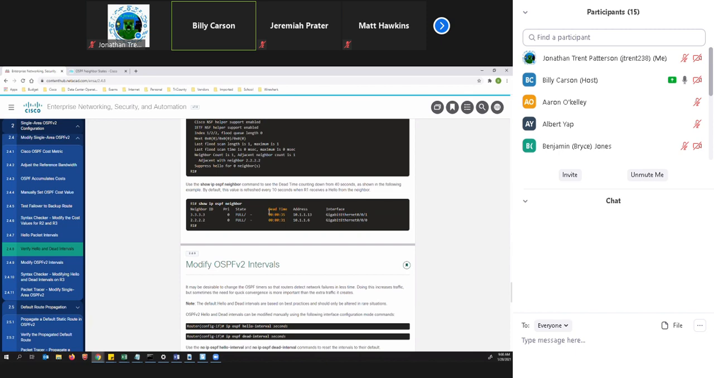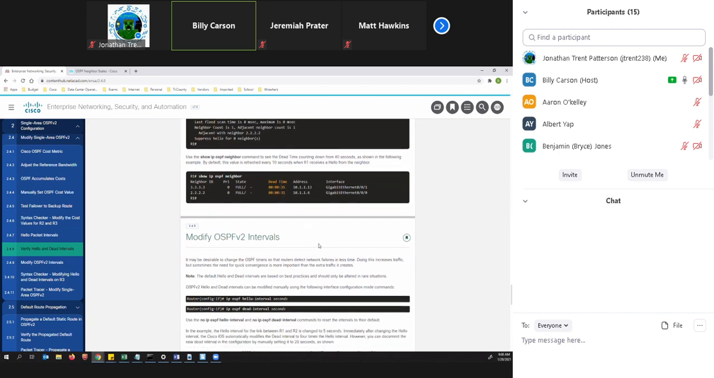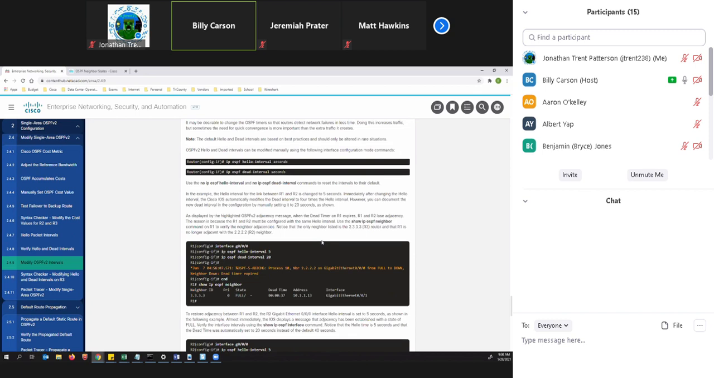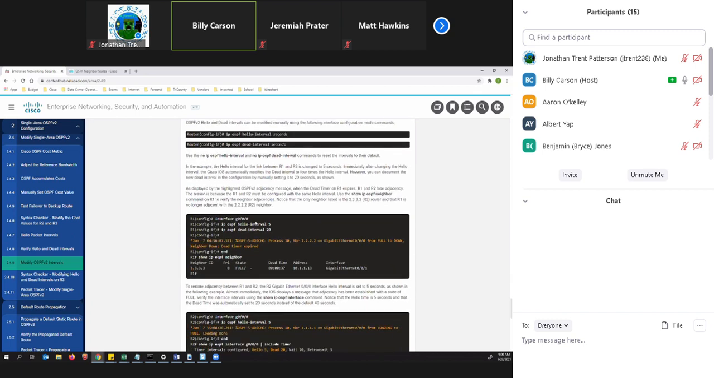Here are your neighbors. You can see your counters there decrementing. So here they're going in and changing the interface hello interval to 5 seconds, and they're changing the dead interval timer, the dead man timer, to 20 seconds. So it's going to send out the hellos more frequently, and if something happens, you're going to know it faster.